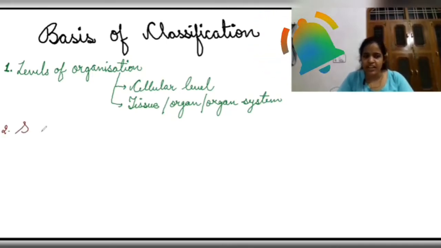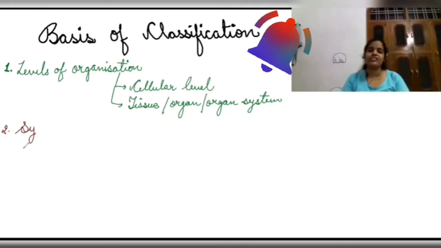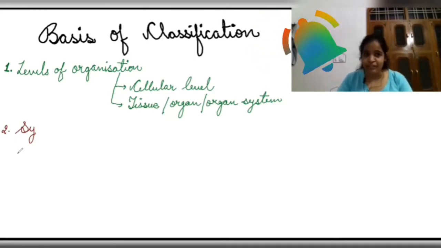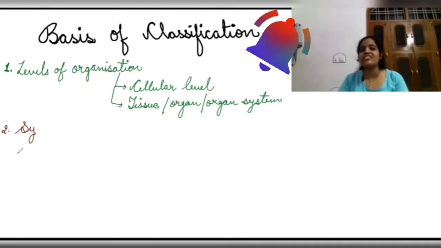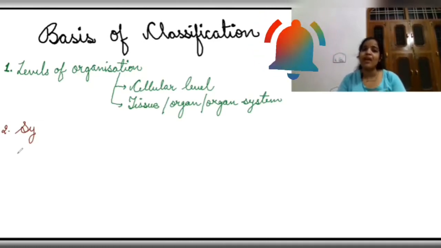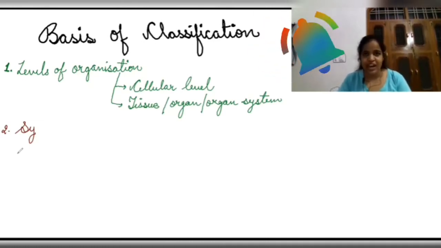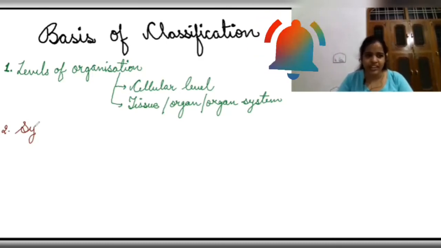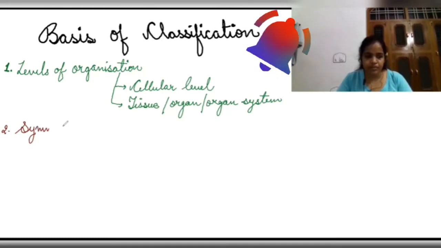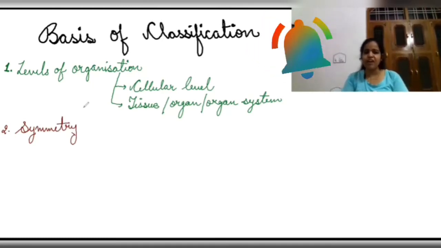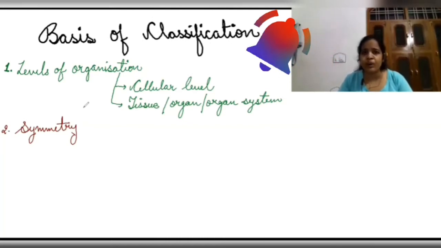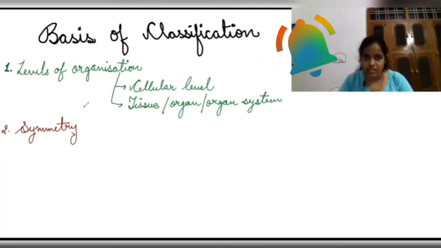Symmetry we study in maths in our junior classes. Now we are studying symmetry in this animal diversity. Further we'll be studying symmetry in the plant morphology also, guys. But the basics are the same for symmetry. So let's put the heading symmetry. Symmetry means when you divide an animal, it should divide into equal half pieces.